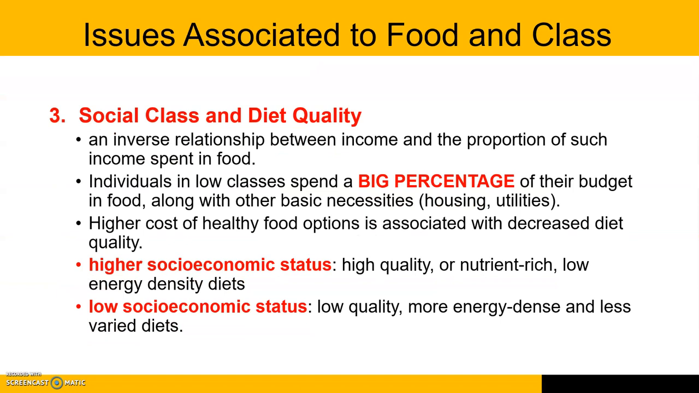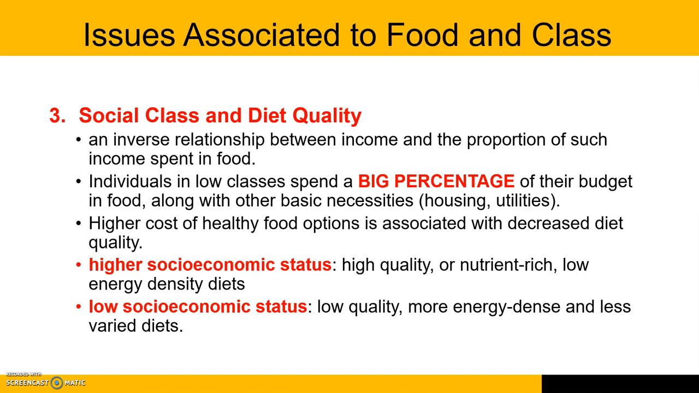Isu yang ketiga selain daripada food deprivation and then food gathering adalah dari segi social class and diet quality. There is an inverse relationship between income and the proportion of that income spent on food. The more income you have, the less you spend on food. Many studies have found that individuals in the lower classes spend a big percentage of their budget on food, along with other basic necessities, housing, utilities, because for them those things are not important. They need food to survive. That's why they spend a lot of money on food compared to the rich people, because they have a lot of money.